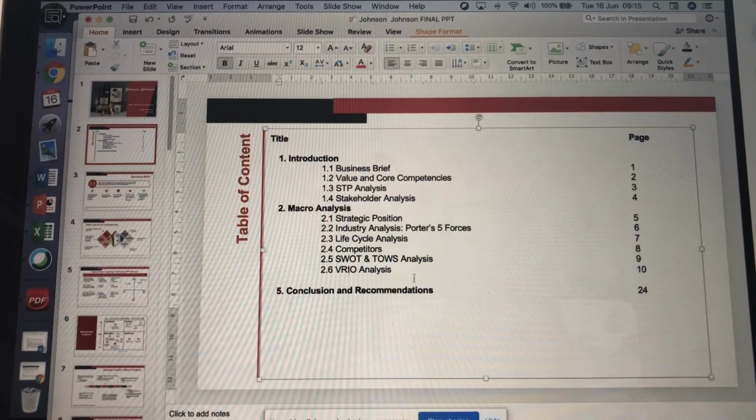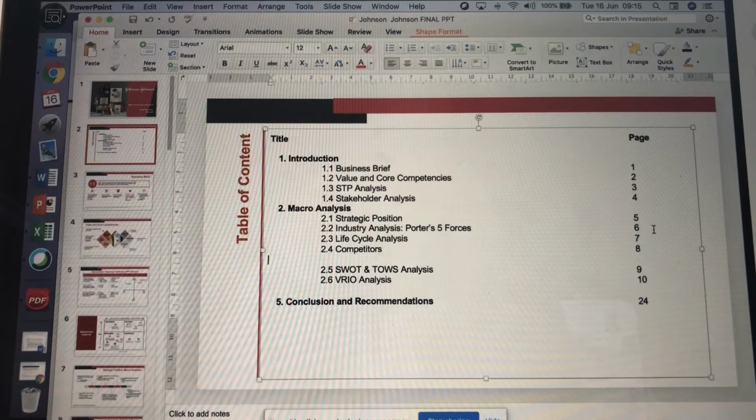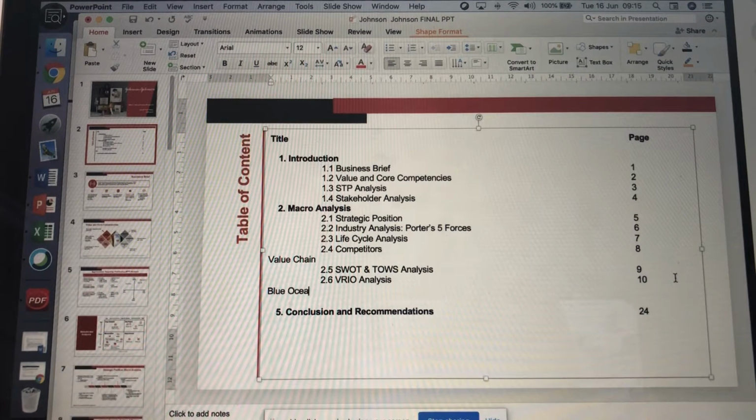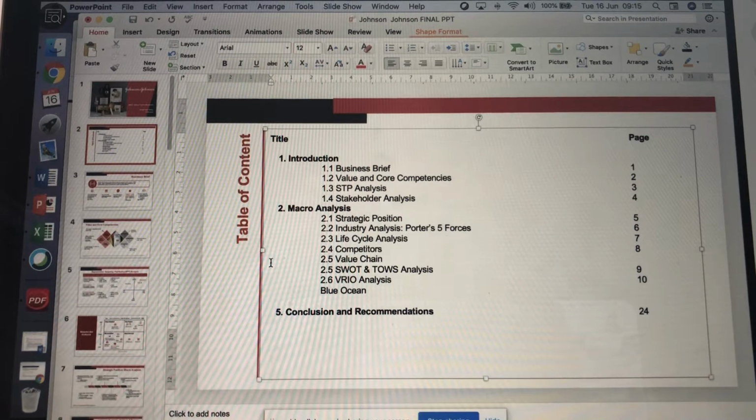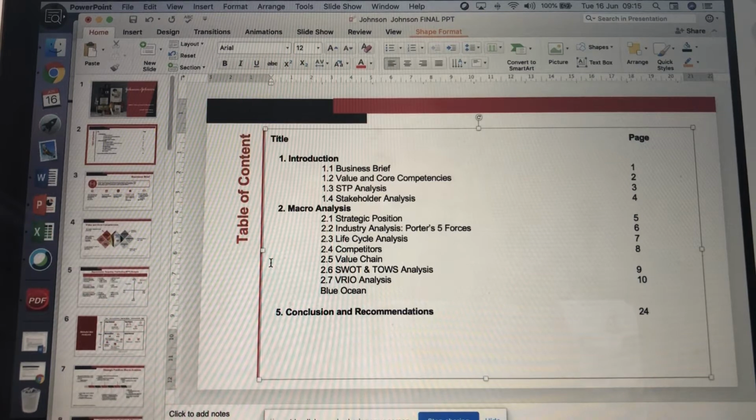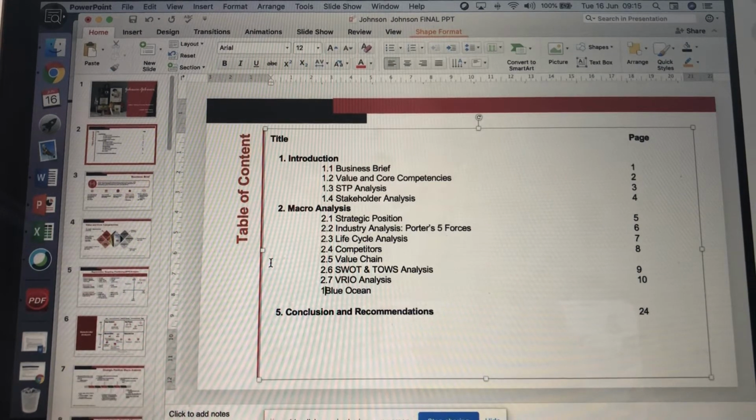What is missing in the table of contents in this presentation is that after the competitor analysis, you should have value chain. And after the ROI analysis, you have a blue ocean. So that's what your table of contents should be, something like that. There should be 7, and then 2.8.